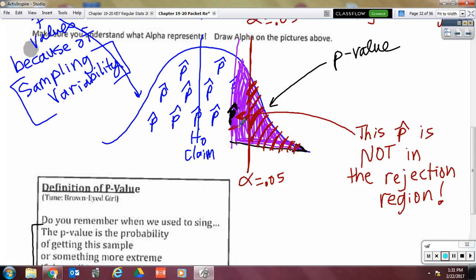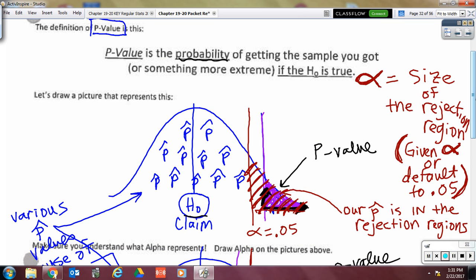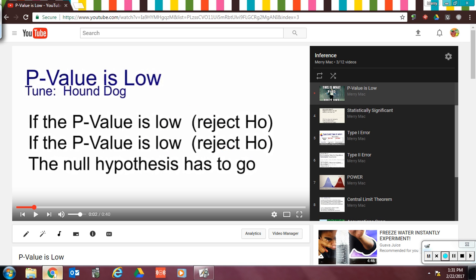Okay, so let's summarize what we know here. We've talked about the p-value. The p-value is the probability of getting this sample or something more extreme if the null is true. Let's listen to it one more time, because you really do have to have this definition memorized.